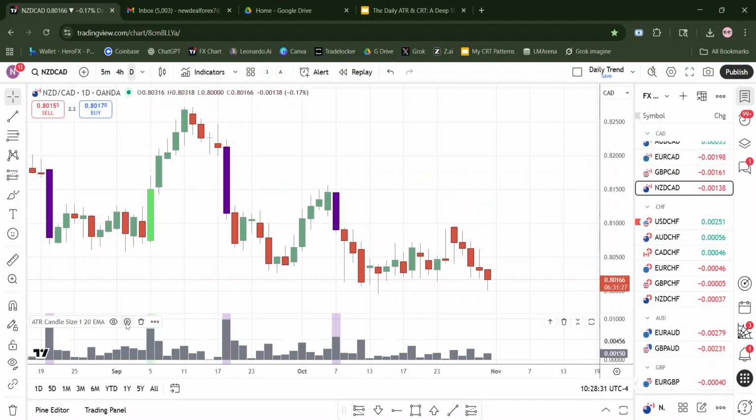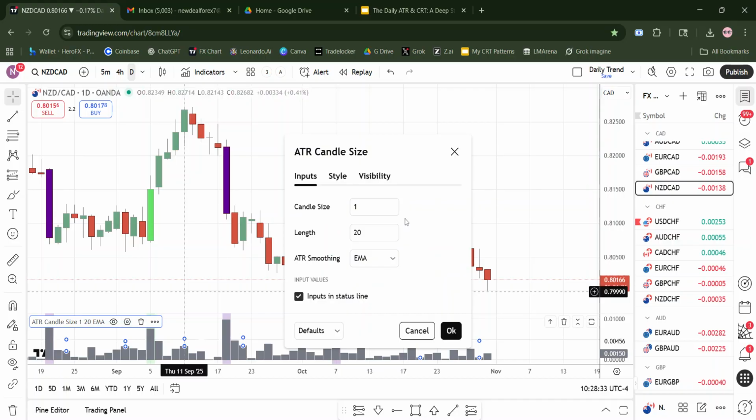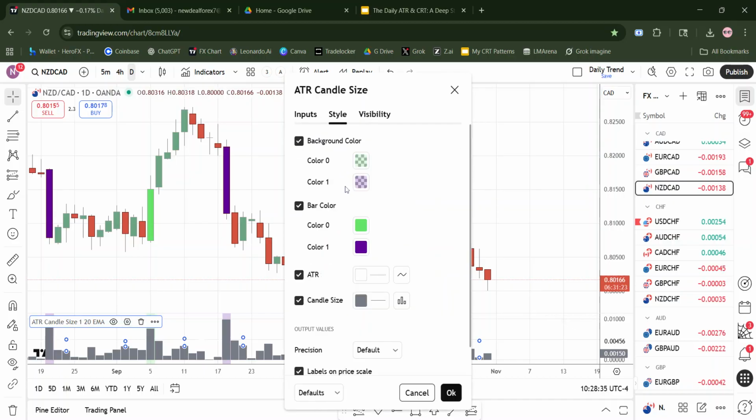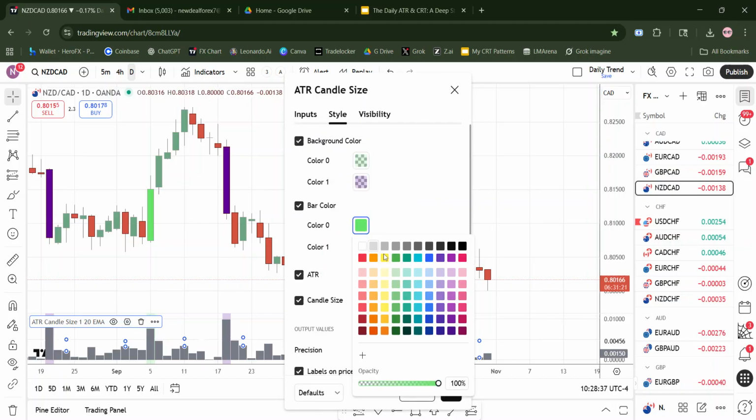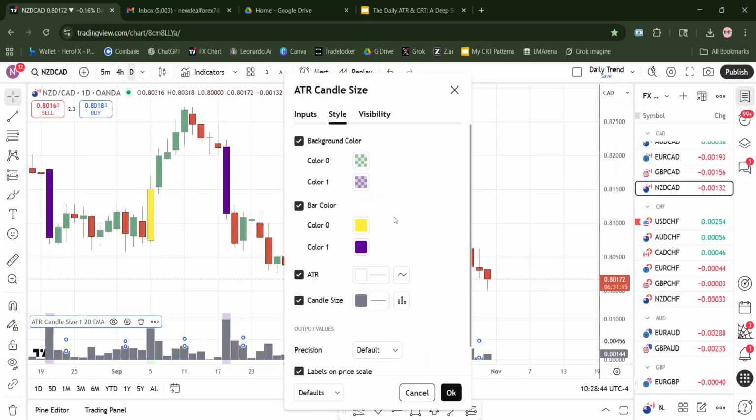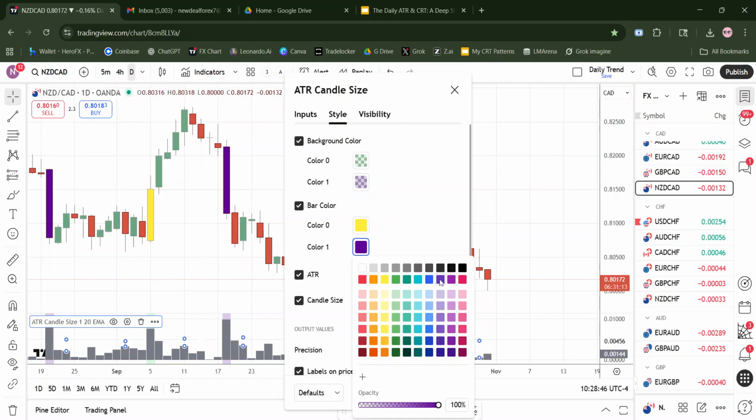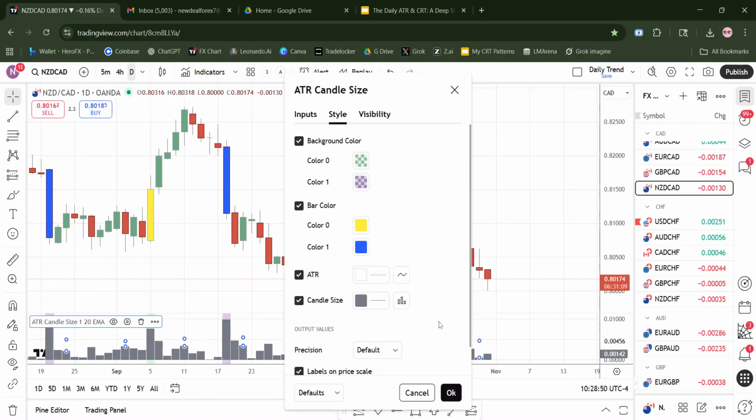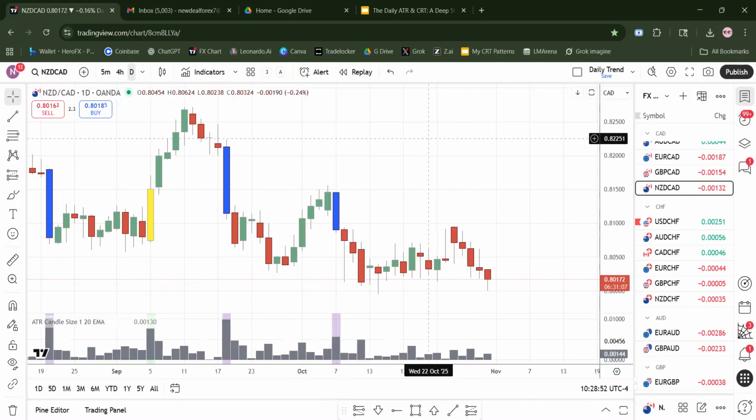What I do is I go to the gear icon and I click on style. I do yellow for the shorts, and then I do blue for the longs. There's no rhyme or reason to that. You can put whatever color you want. It doesn't matter. That's how I do it. So on a regular chart, though, this would be a green candle and this would be a red candle. But this setup just shows that the ATR was exceeded.